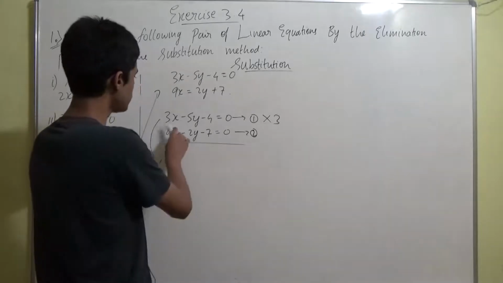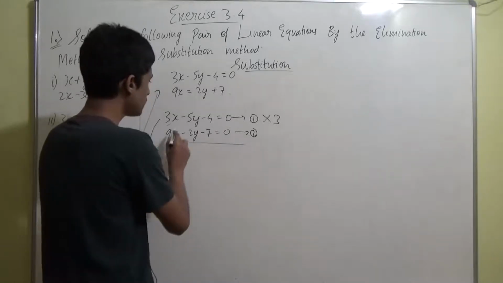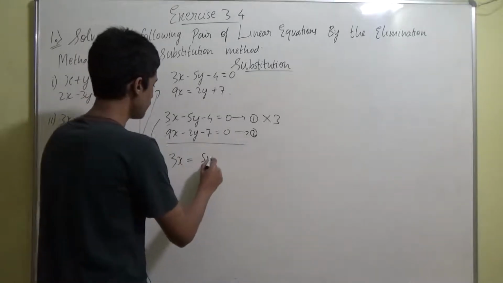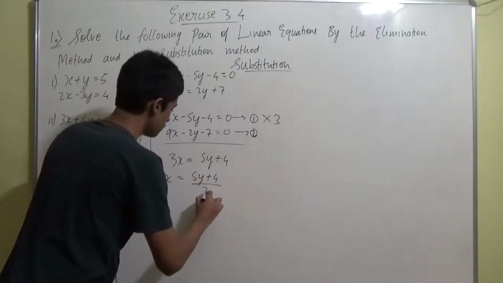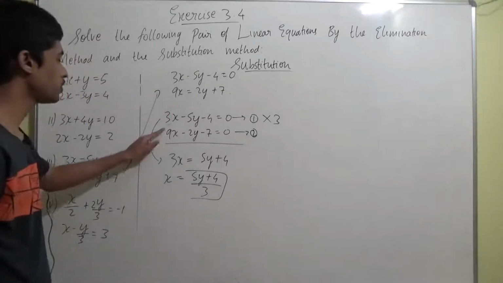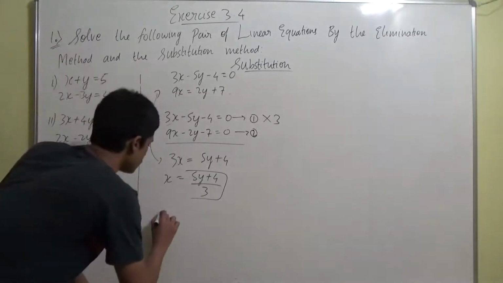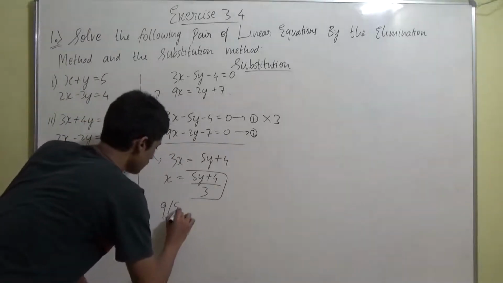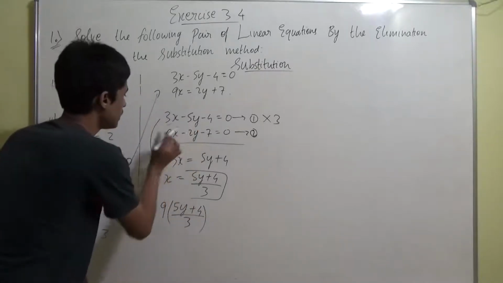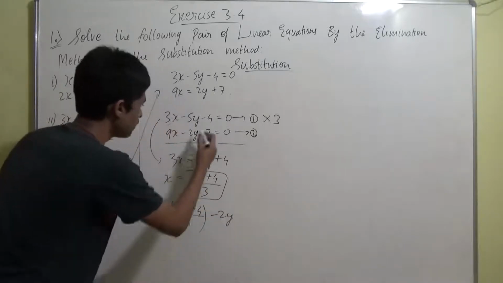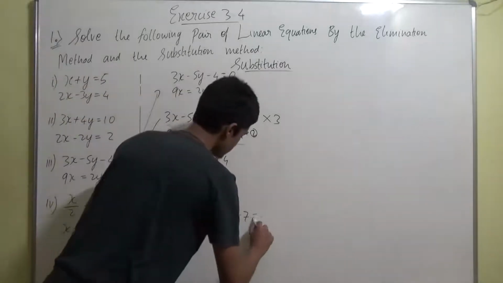I'll take the first equation and write x in terms of y. So I'll keep 3x one side and all other things other side. It becomes 5y plus 4, and x will become equal to (5y plus 4) by 3. Now this value of x we are going to substitute in equation 2, because we got this value from equation 1. It will become 9 into (5y plus 4) by 3, minus 2y minus 7 equal to 0. From this we'll get the value of y.